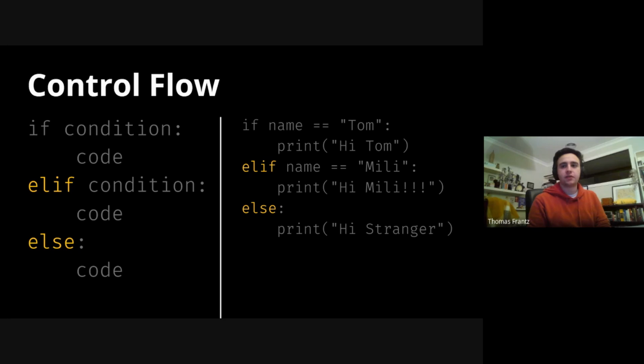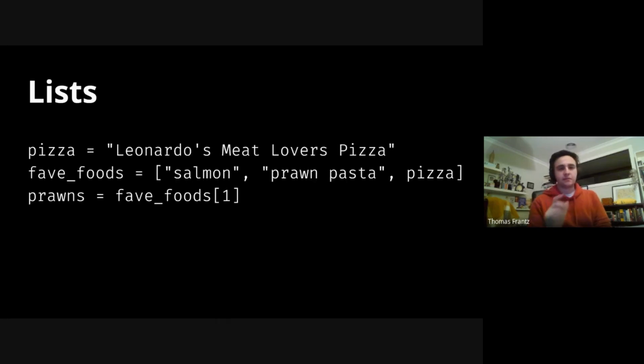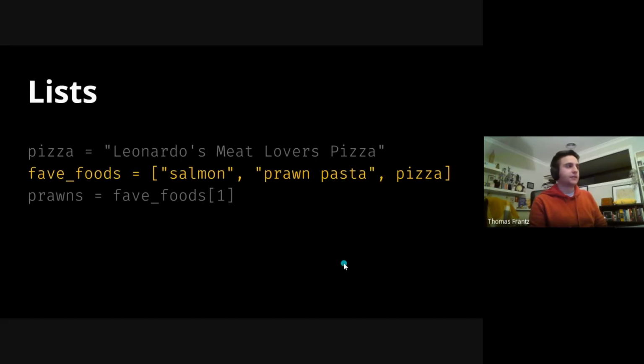But continuing on into the next part. So this is sort of where it gets a little bit more tricky. This is using some more advanced data types like lists and dictionaries, which we'll be covering next. But here's a good example of lists. Basically here, we define the list on this line right here. So it's a list of my favorite foods: salmon, prawn pasta, and this pizza variable.